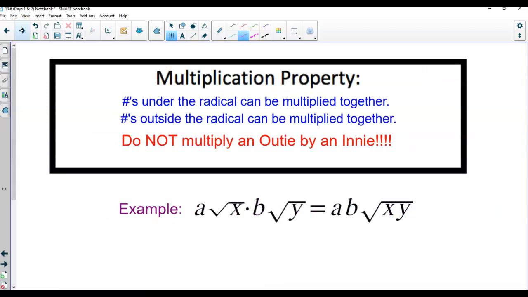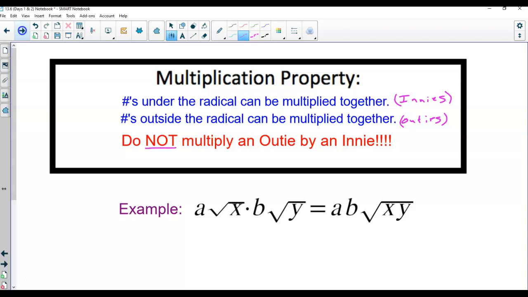And here's your multiplication property. Bottom line, I think of these as belly button rules, okay? Numbers under the radical can be multiplied together. Numbers outside the radical can be multiplied together. So under, these are my innies, and outside, those are my outies. My belly button rules. We got innies and we got outies, okay? It is important: do not multiply an outie by an innie.